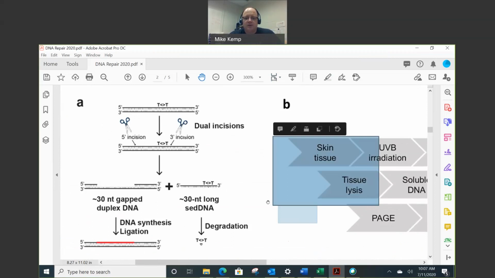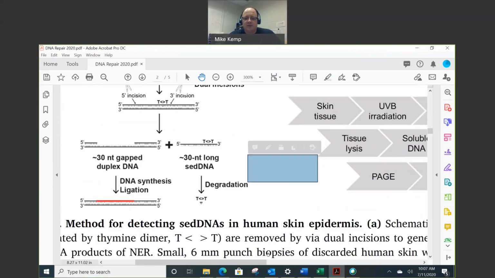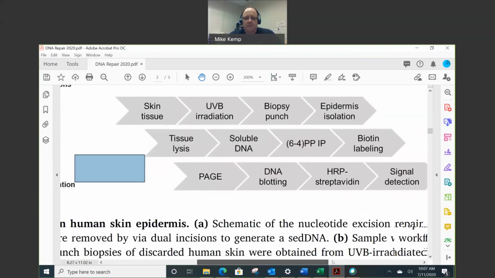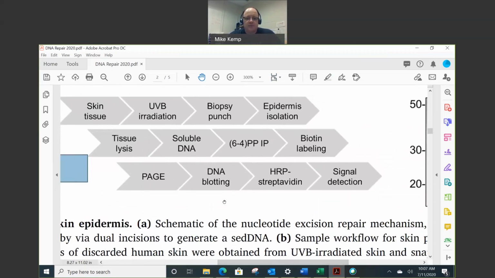And then what we can do with this is to separate them from any other higher molecular weight DNAs in the cell by running on a gel. PAGE stands for polyacrylamide gel electrophoresis. We separate things by size. We then transfer the DNA from the polyacrylamide gel onto a membrane.